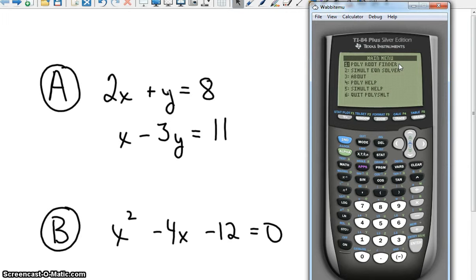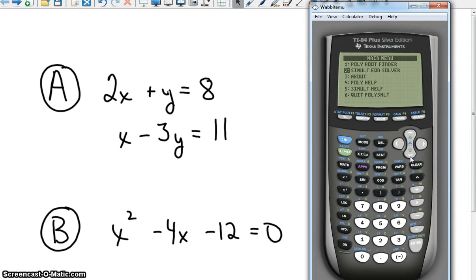It has two major functionalities. The first one's polyroot finder, which would find the root of a polynomial, which is what I have here. Or you can solve simultaneous equations, which I have here. So I'll look at solving simultaneous equations first. The rest is just help, or quitting, to go back to your main screen.